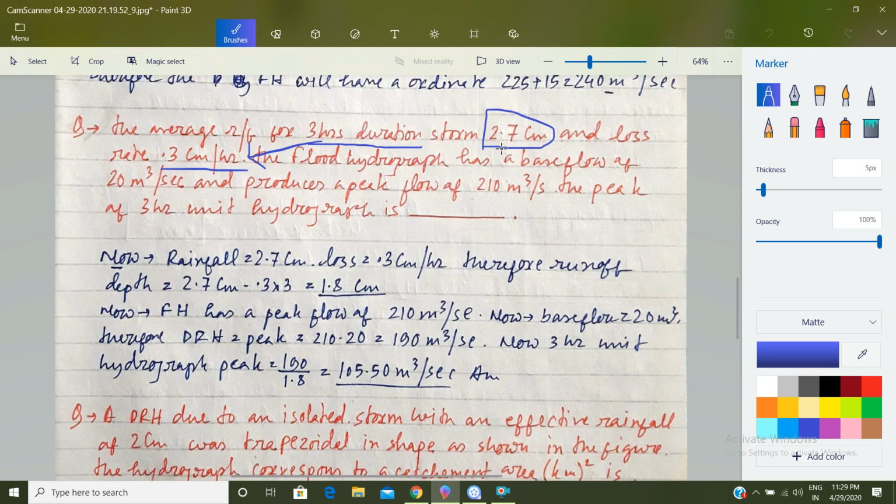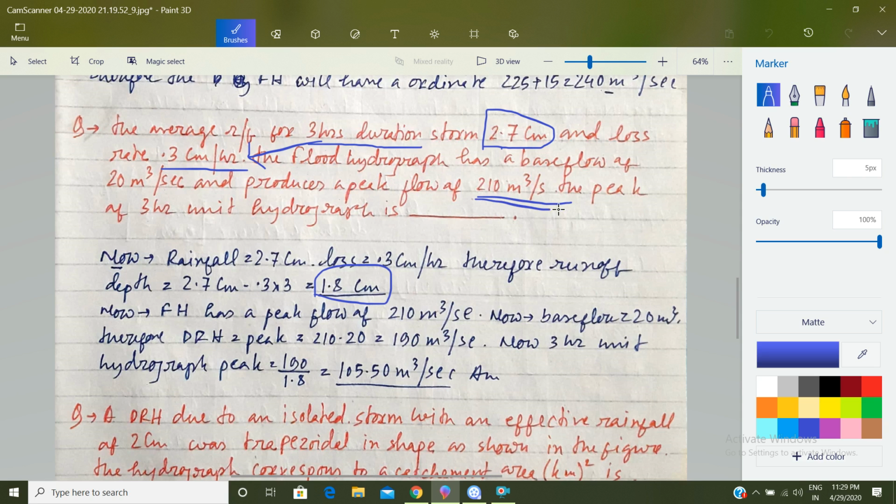Now if we deduct this 0.9 from 2.7, then we will get the direct runoff. So 2.7 minus 0.9 equals 1.8 centimeter. This one is the direct runoff. Now the flood hydrograph has a base flow of 20 meter cube per second and produces a peak flow of 210 meter cube per second. The peak of the 3-hour unit hydrograph we need.